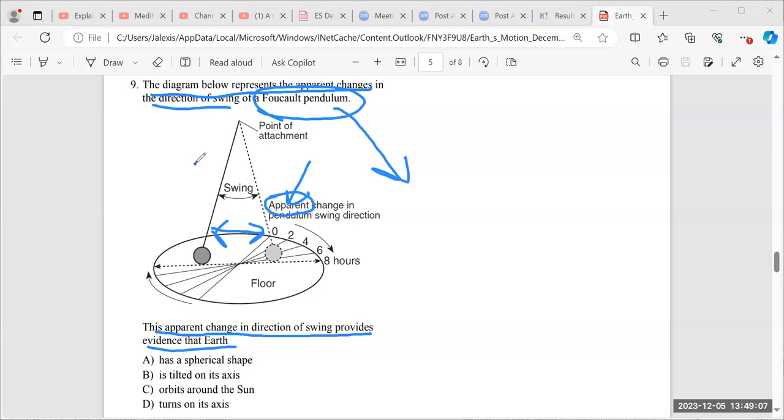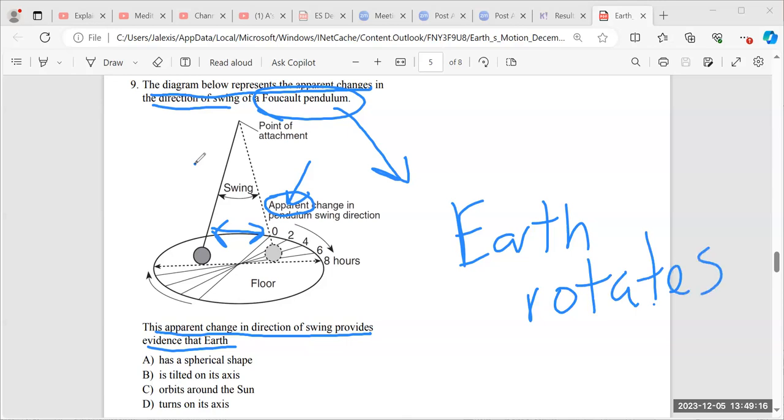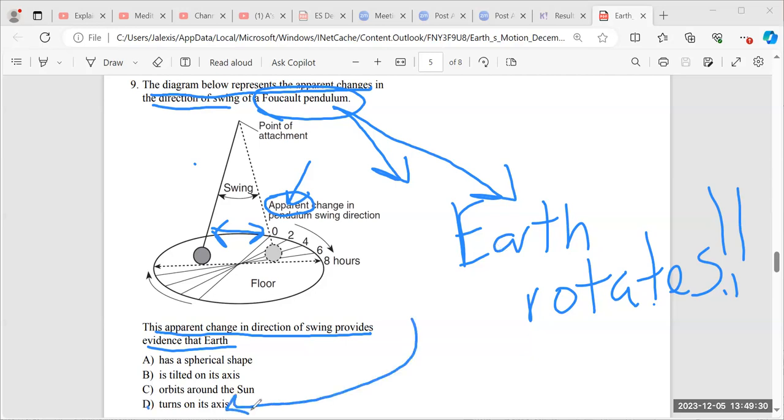The reason why it looks like this is because it shows that the earth rotates. That's the whole purpose of the Foucault pendulum. It proves that the earth rotates. What's another word for rotate? Turning. And so that's why the correct answer is choice D. The Foucault pendulum provides evidence that the earth turns on its axis.